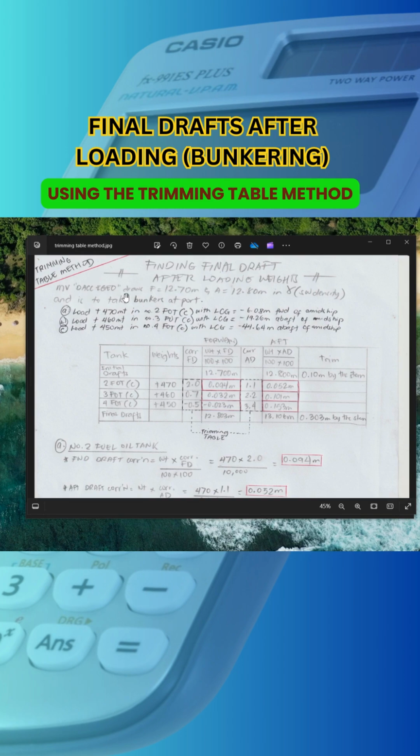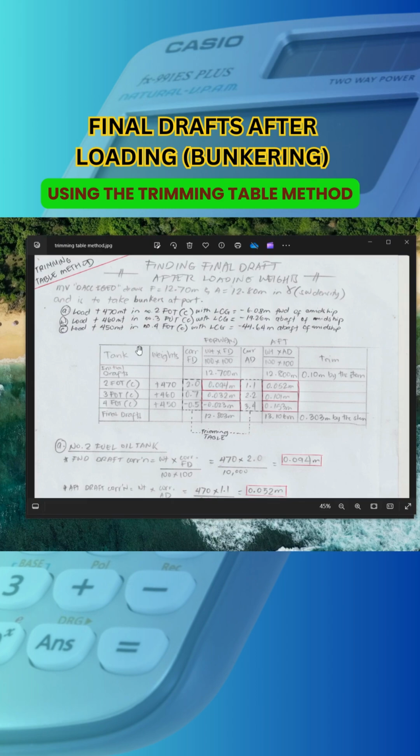Okay? Now, sample ship MV DAC Egeo draws forward drafts 12.70 meters and aft drafts 12.80 meters in saltwater density and is to take bunkers at port. We are going to load an additional 470 metric tons in number 2 fuel oil tank, 460 in number 3 fuel oil tank, plus 450 in number 4 fuel oil. Now, as you can see here from the table, I have already solved the final drafts after loading weights. But I am going to discuss how we got these details.